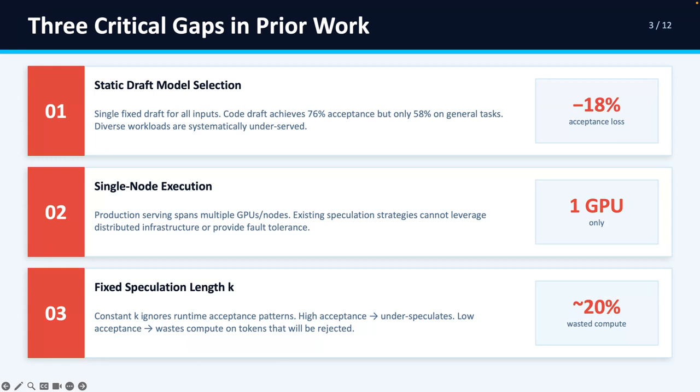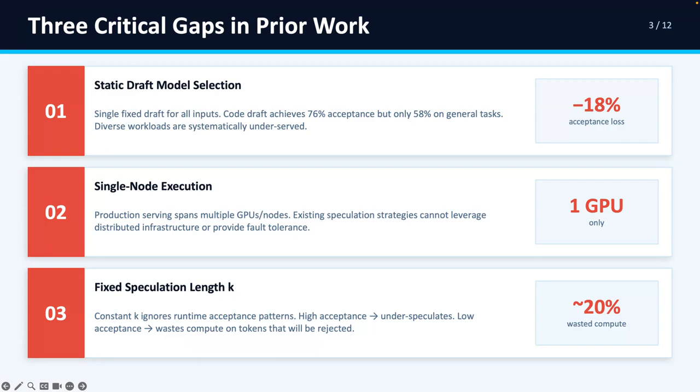The second gap is the single-node execution constraint. The entire body of speculative decoding literature assumes execution on a single GPU, but production LLM services, at Amazon, Google, or any other major company, use distributed inference across many GPUs and nodes. There is no mechanism in existing systems to pipeline draft generation and target verification across a GPU cluster. Critically, there is no fault tolerance for hardware failure.